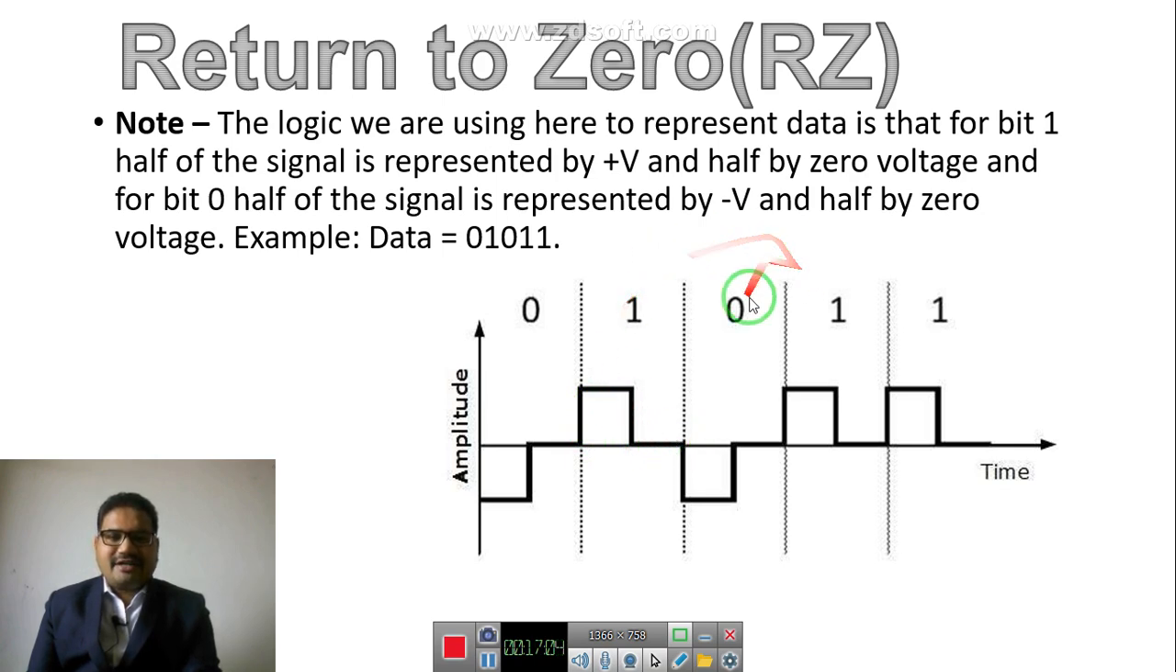Similarly, the next bit is 0, and what we know is that 0 is represented by minus V volt and half by 0 voltage. Again, bit 1 is there, so half of the duration is represented by plus V volt, and the next half duration is represented by 0 voltage. The last bit is also a bit 1, so it is represented by plus V volt for half of the duration, and the next duration it is represented by 0 volt.